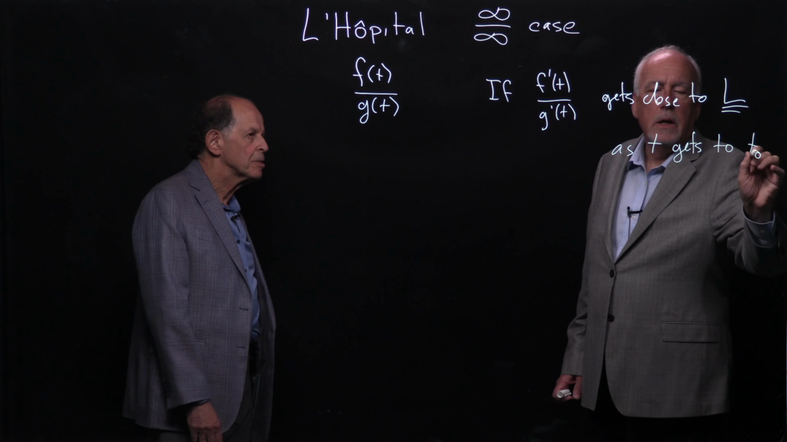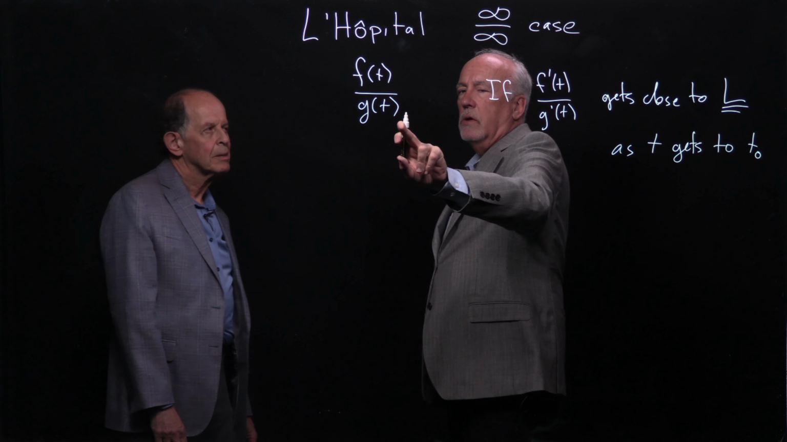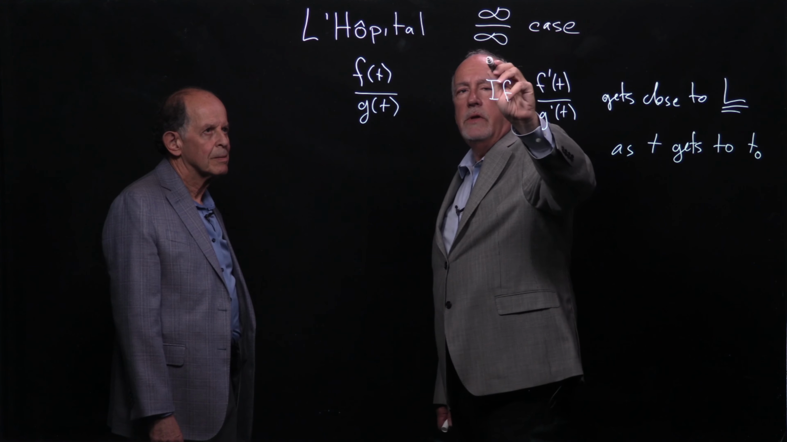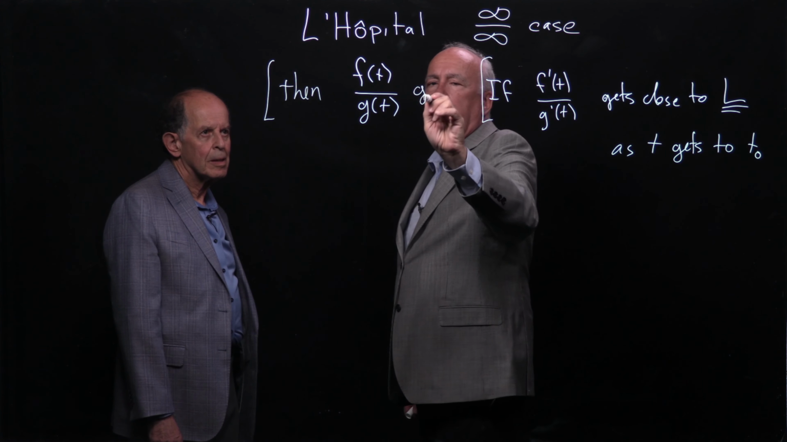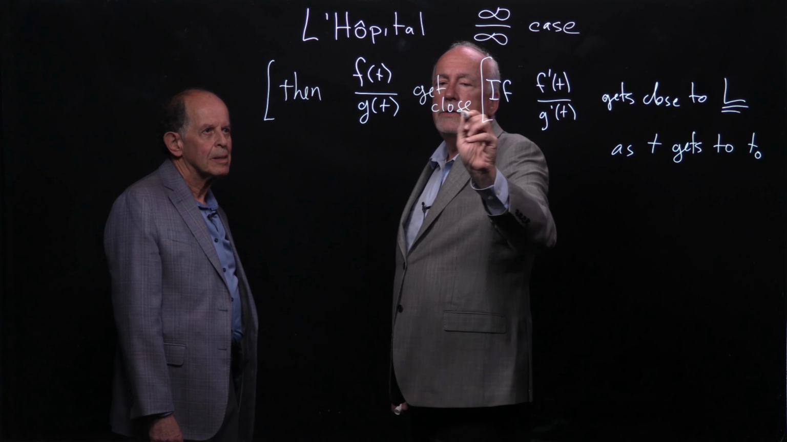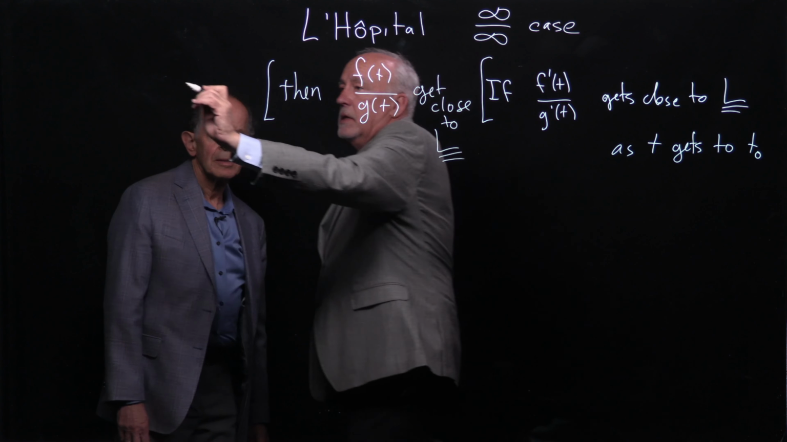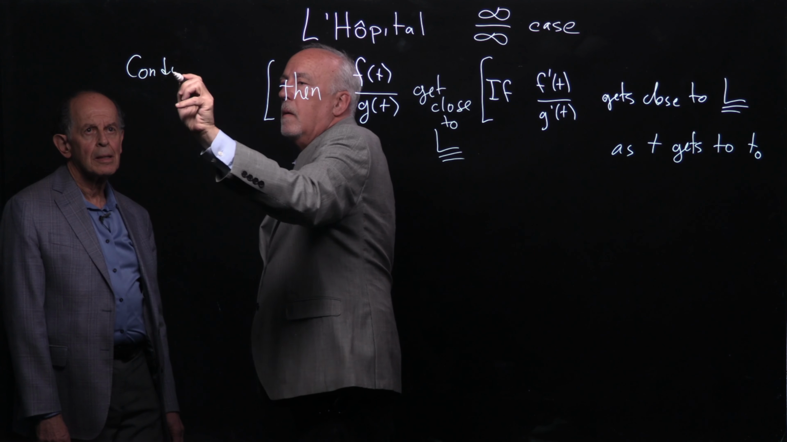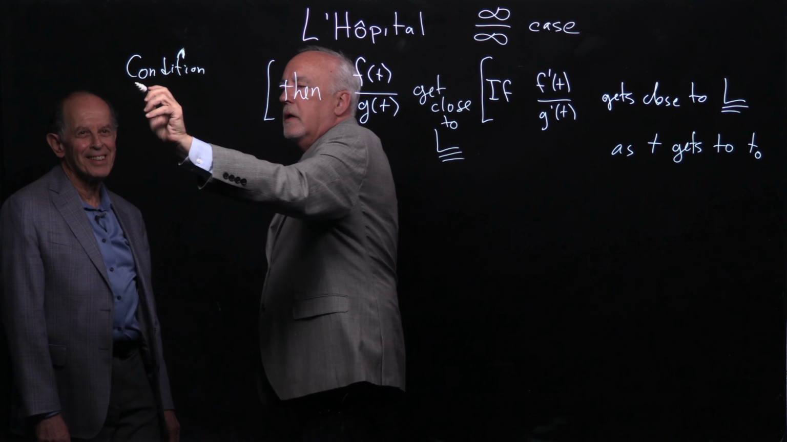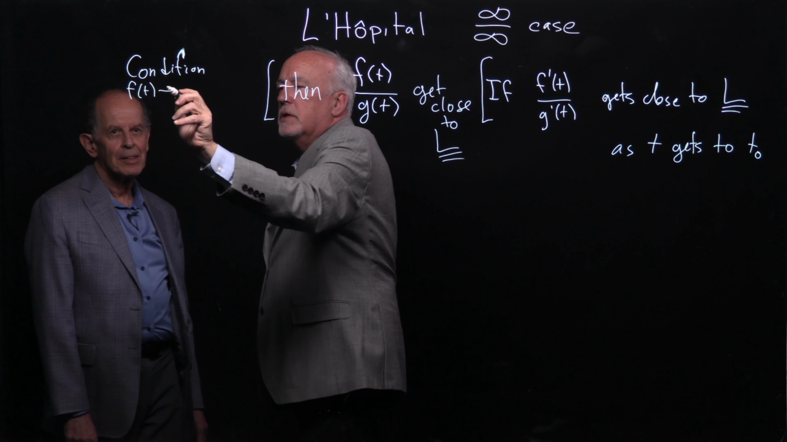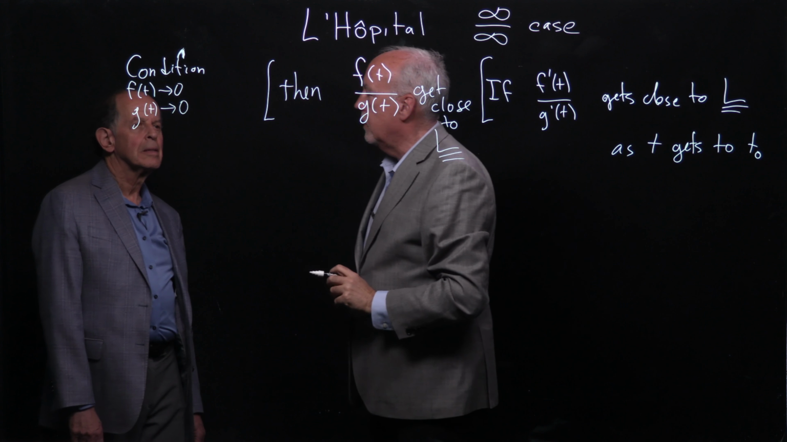So we did that in the case of 0 over 0, right? So I'm sort of writing this backwards. If this is true, then this gets close to the same L. And the condition was something like this goes to 0, and the other guy goes to 0. So that's the one we learned before, regular L'Hopital's rule.